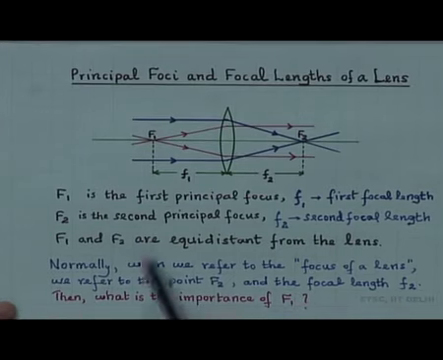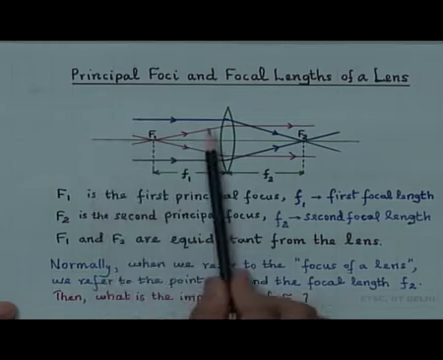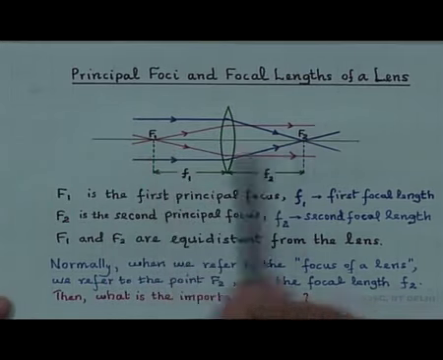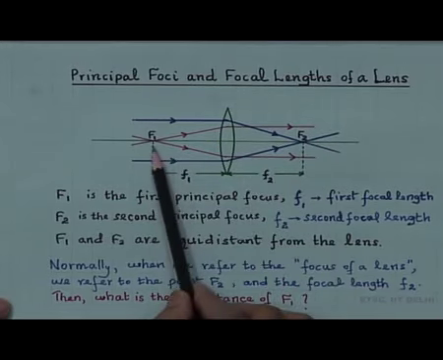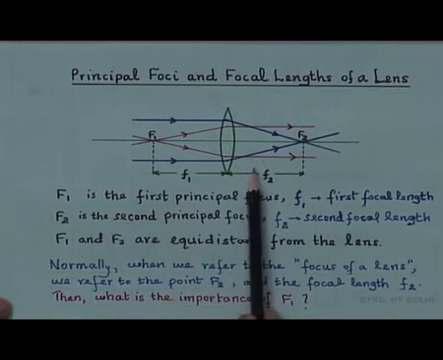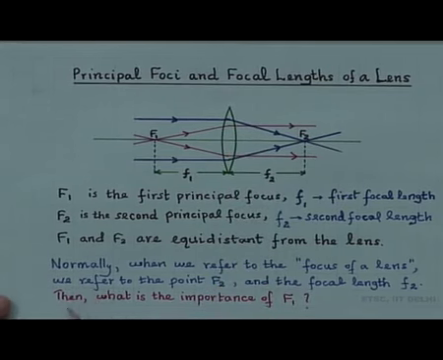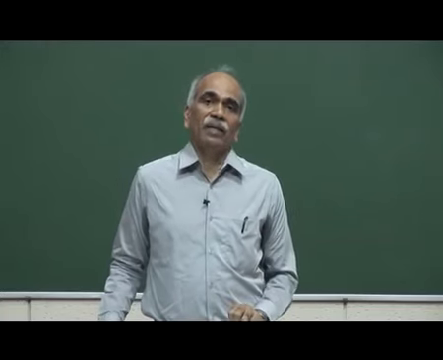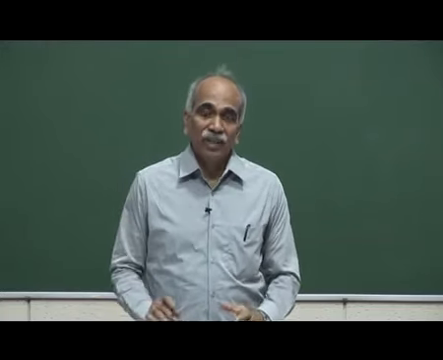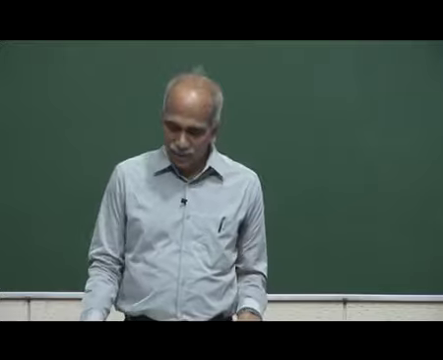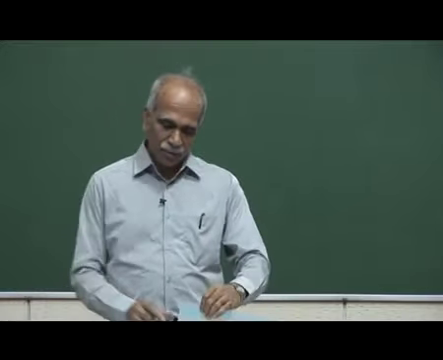Then what is the importance of F1, because light is incident from here? So, what is the importance of F1? As we can see, the importance is illustrated right here. Any ray which is coming from F1 will be rendered parallel. So, where do we need this? We need this in determining the images formed by lenses. So, that will be the next topic, that is imaging, formation of images by a lens.